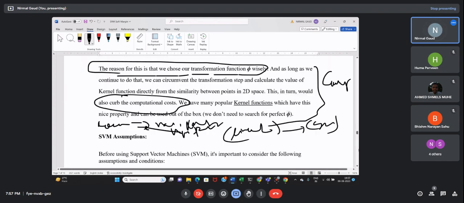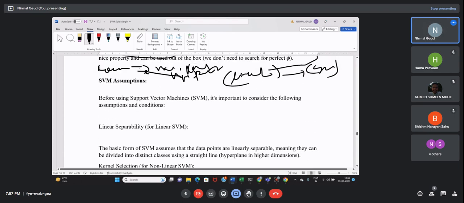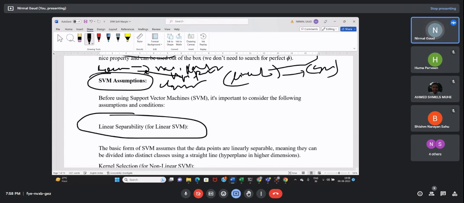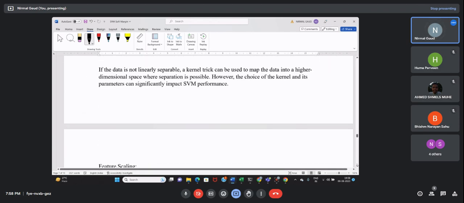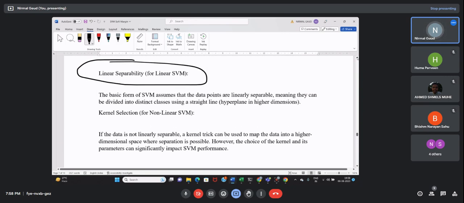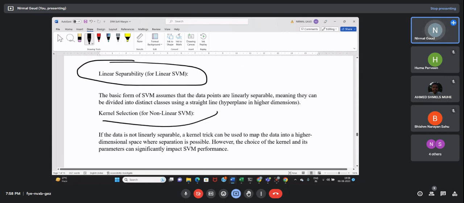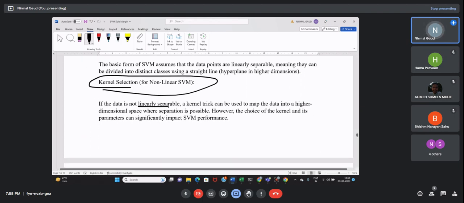Okay, now what are the assumptions before you apply support vector machine? You are going to apply this algorithm, you study the classification case. What are the assumptions? Data should be linearly separable for linear SVM. If you are using SVM and taking the kernel as linear, we have the assumption that the data is linearly separable. For kernel selection in non-linear SVM, if the data is not linearly separable, then we need to separate it by some other kernel.